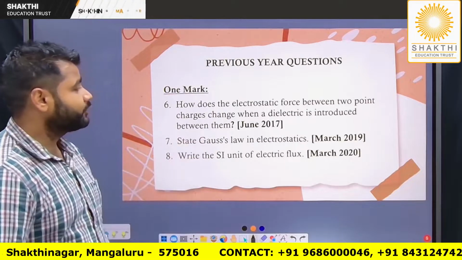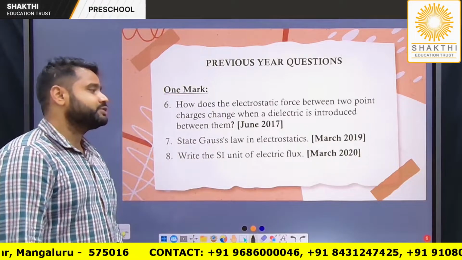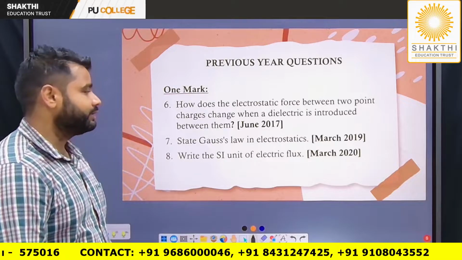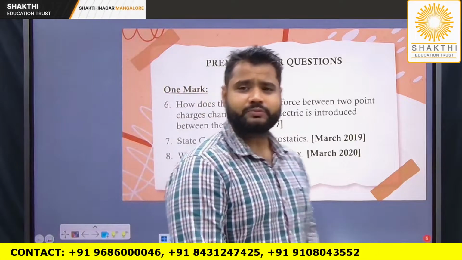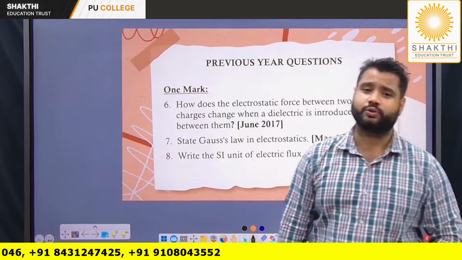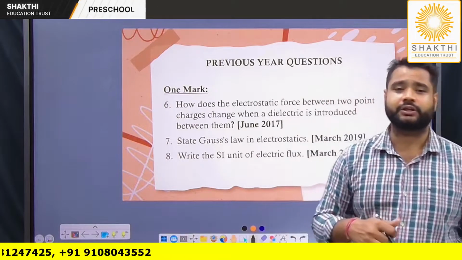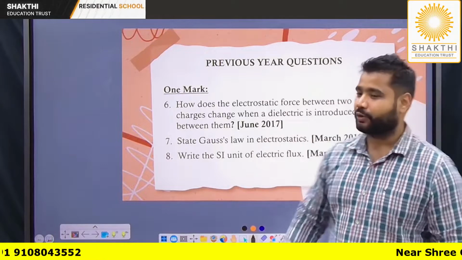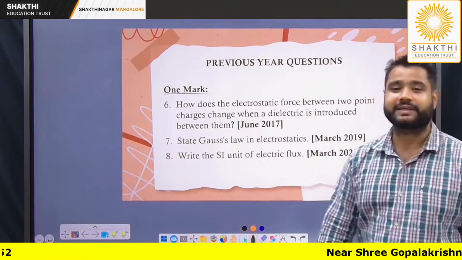How does the electrostatic force between 2 point charges change when a dielectric is introduced between them? So again, the application of Coulomb's law. F is equal to 1 by 4 pi epsilon naught Q1 Q2 by r square. But you have a dielectric constant introduced. So how will your force change? The question was asked in the year June 2017.